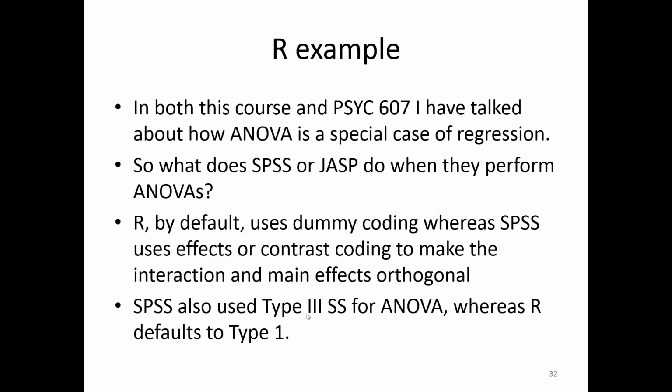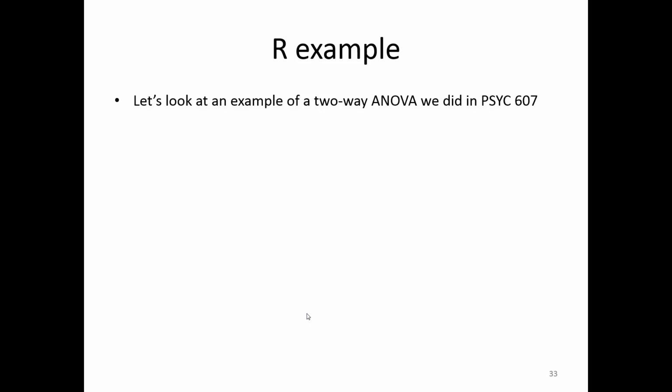And then SPSS and JASP also by default use Type III sum of squares for ANOVA, whereas R defaults to Type I. So I'm not going to get into the differences between Type 1, 2, and 3 sum of squares. There's a lot that's been written on them. I think, my philosophy as well, Type 3 is pretty good. It's fine. So if SPSS and JASP have been using them, then Type 3 is probably the most common in our field of psychology. So how can we get the results to look kind of similar if we do it in R versus JASP or SPSS? So let's look at an example of a two-way ANOVA that we did in Psych 607 from some of my own published data.